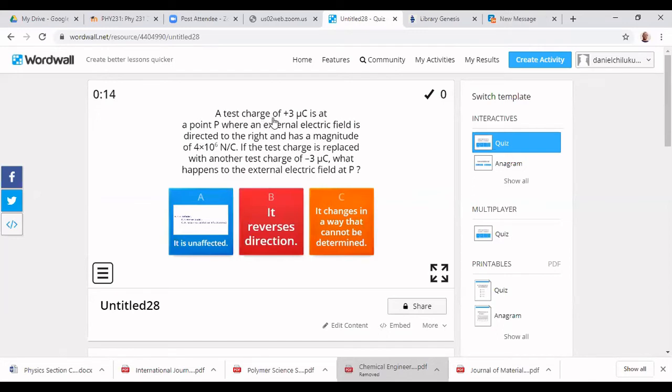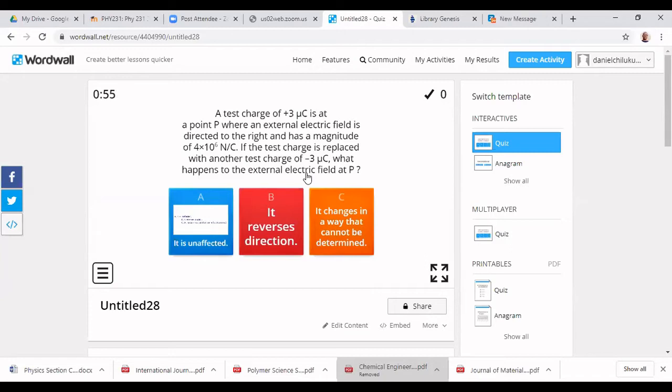Here we are saying that a test charge of positive 3 microcoulombs is at a point P where an external electric field is directed to the right and has the magnitude given there. If the test charge is replaced with another test charge of -3, what happens to the external electric field at point P? The concept to be applied is what we said: the electric field exists whether you have a test charge or not. The existence of a test charge at any given point does not affect the electric field.